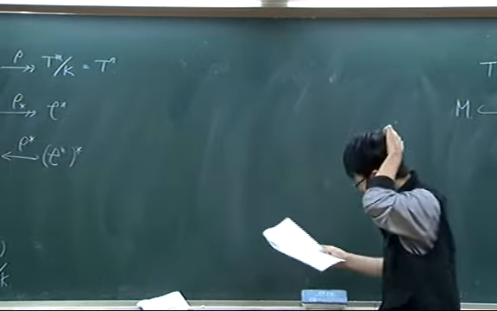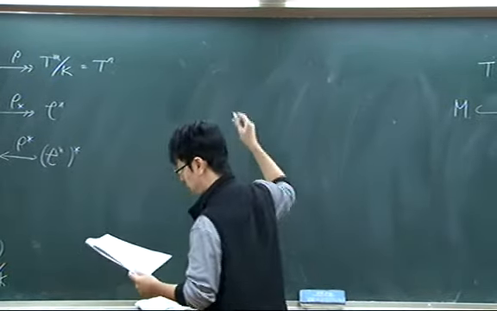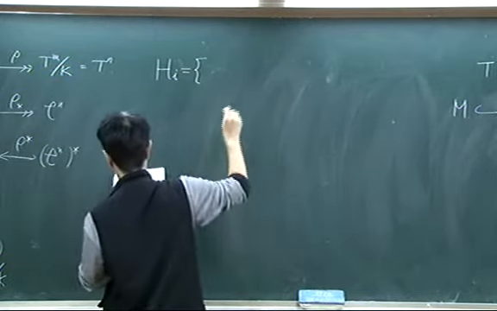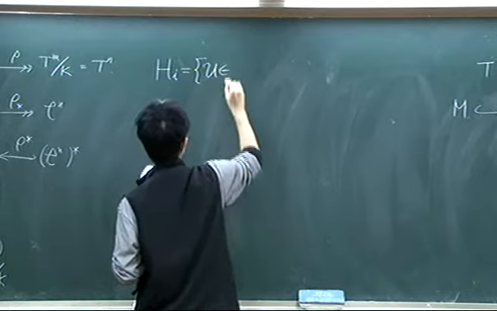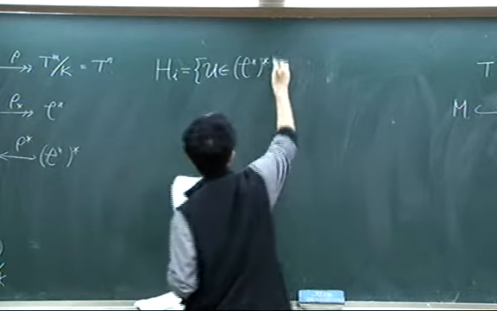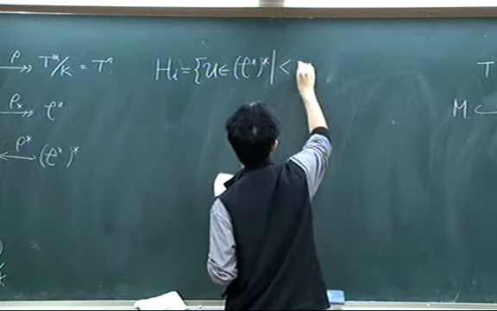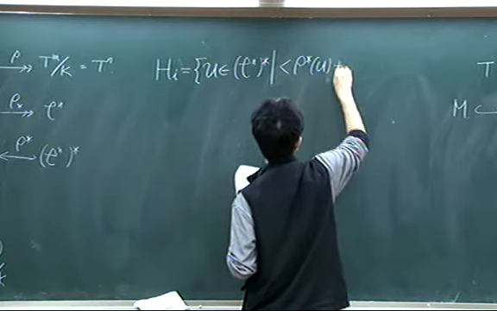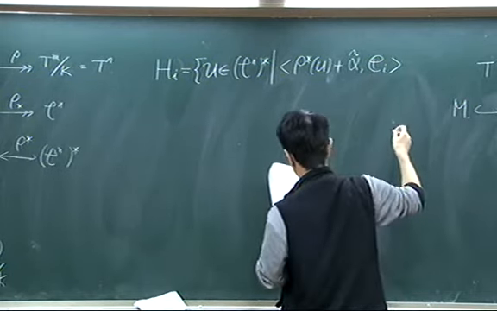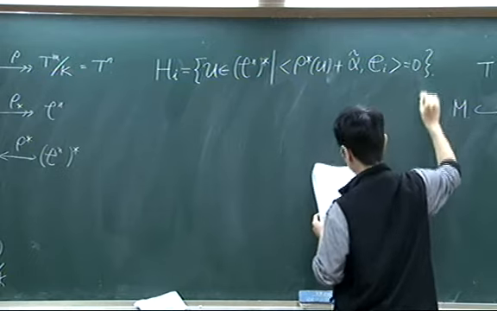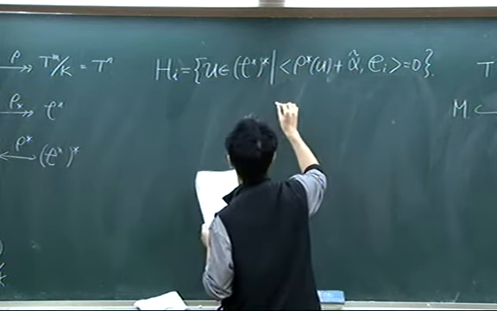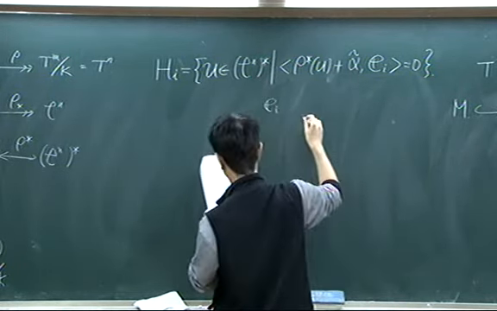And from this alpha tilde, we can determine the hyperplane like this. We denote the first hyperplane as H_i. H_i is a subset of the T_n star here, which satisfies this condition. Here, this e_i is a canonical basis of the space, it's a basis.